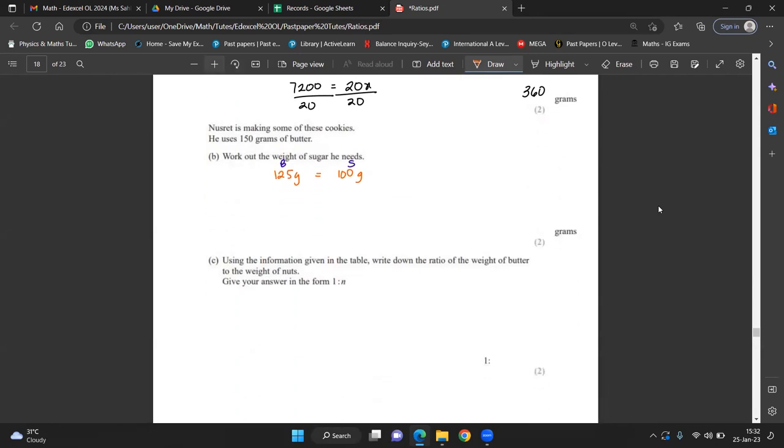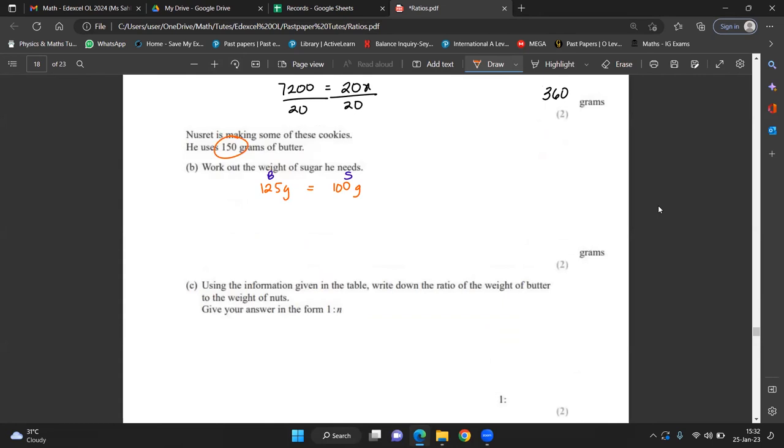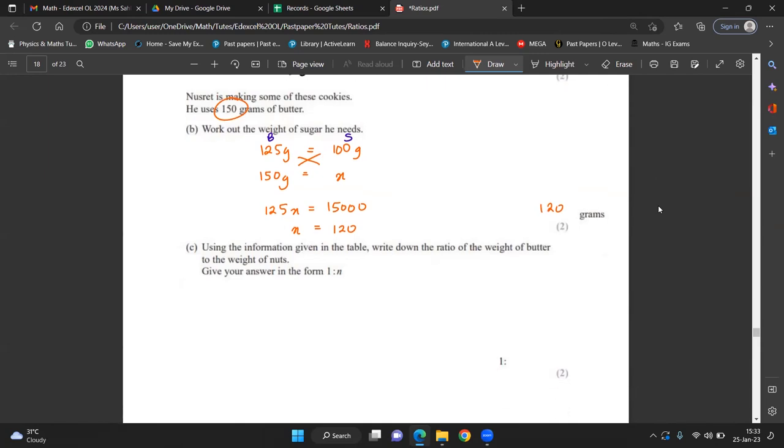This time, how many grams of butter is used? 150. We have to write it under butter equals X. You understand? Make a connection between the two ingredients. Right? When we cross multiply, 125X equals 15,000. X equals 120. Is it 120? Okay. Tashnika, did you get 120? Yes. Okay. Take it down.